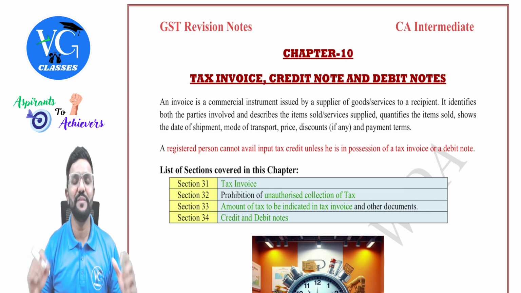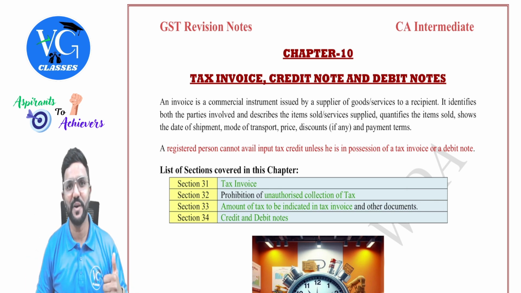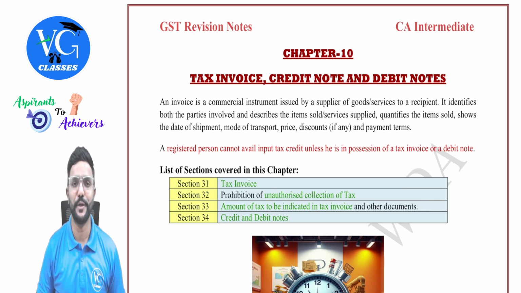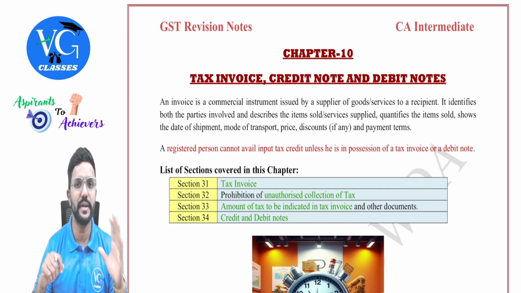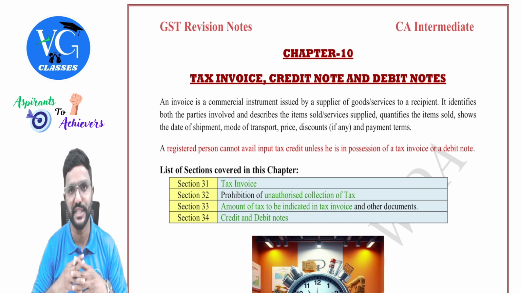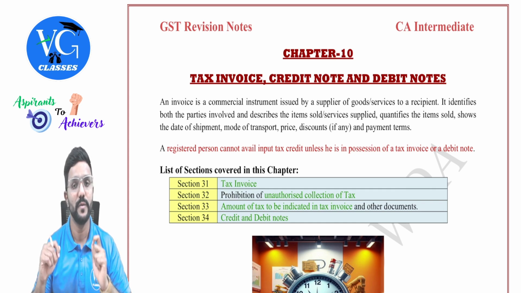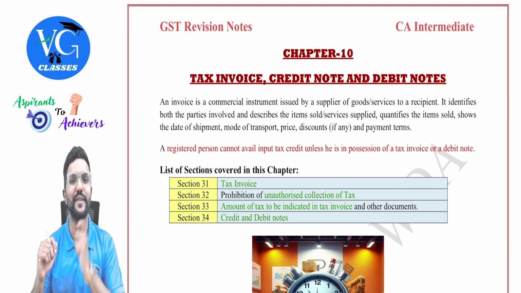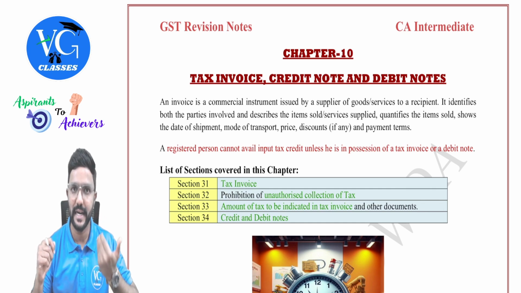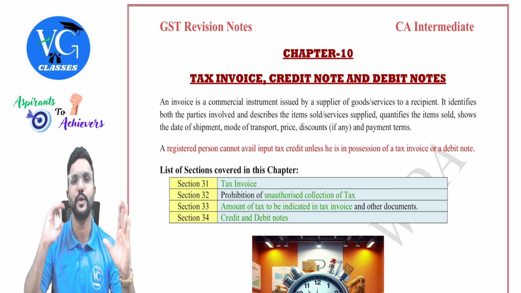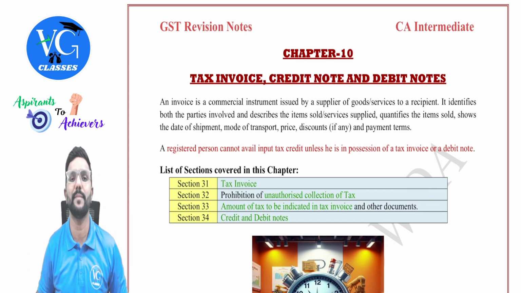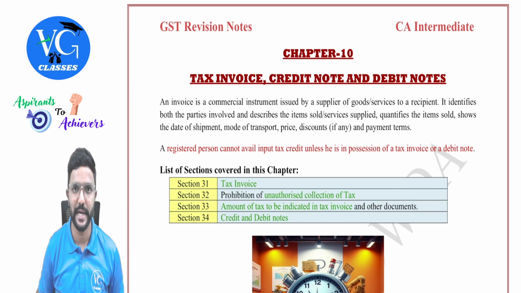Yes, students, now we will revise the topic of tax invoice, debit note, and credit note. The provisions with respect to this topic are covered in sections 31 to 34 of the CGST Act. There are no separate provisions with respect to tax invoice, credit, and debit note in the IGST Act, which means as per section 20 of the IGST Act, whatever we are learning under the CGST Act from sections 31 to 34 is applicable even under the IGST Act, guys.